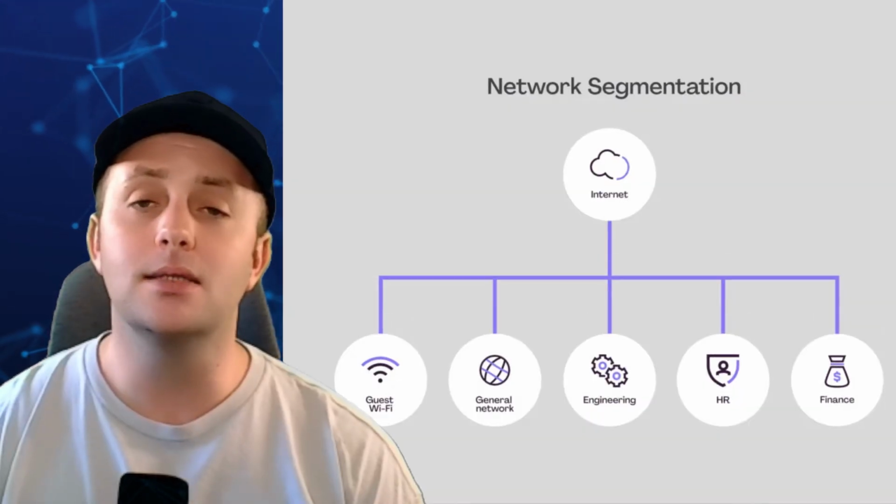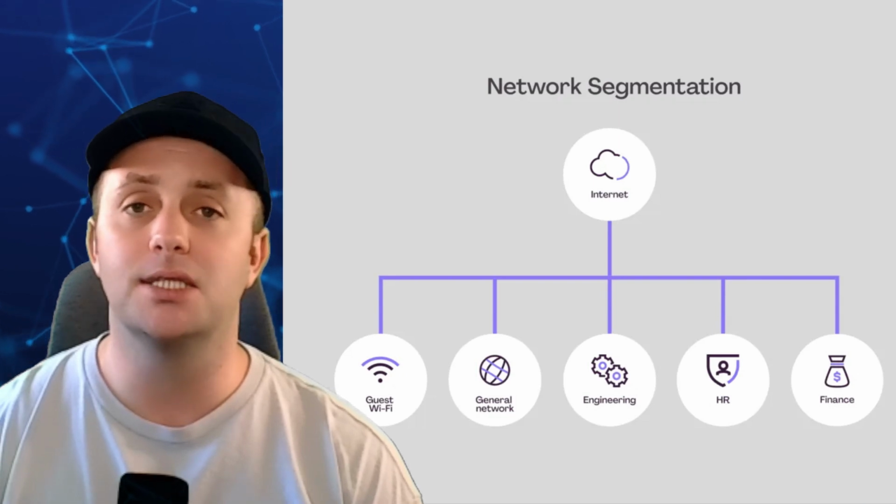Many network security breaches occur because of outdated software with unpatched vulnerabilities. Keeping your operating systems, routers, firewalls, and other network devices updated with the latest security patches helps protect against known exploits. Now, let's talk about network segmentation.